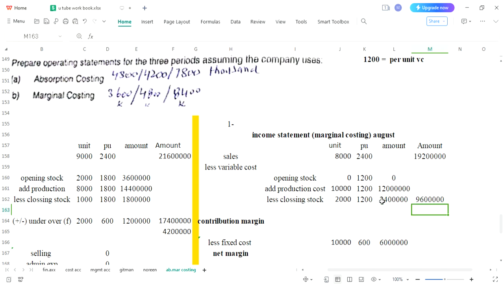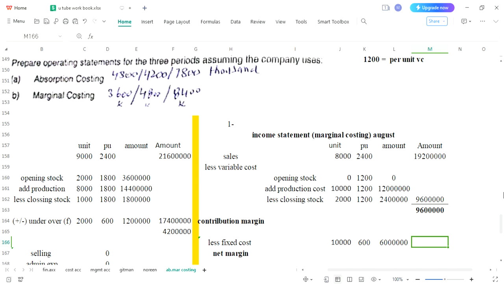In this way we have calculated our total variable cost, after which we can calculate our contribution margin, which is actually the difference between sales and variable cost. Amount of sales 1920, and you need to subtract variable cost 9600. This way your contribution margin has been calculated.